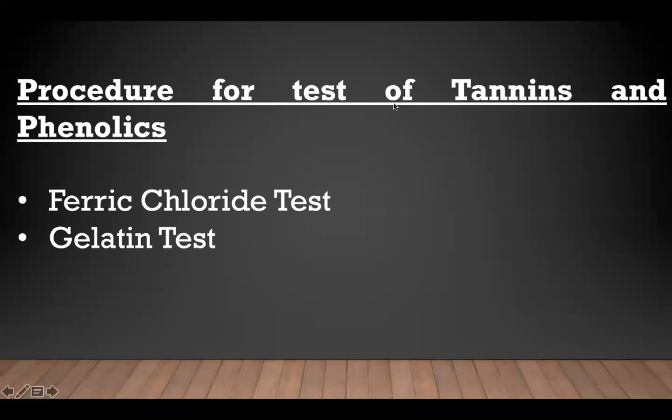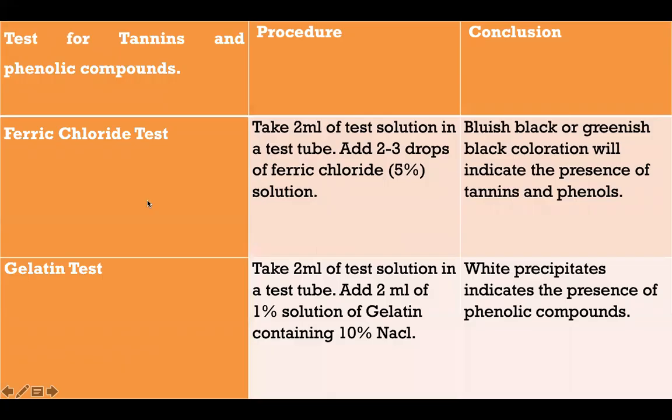Next is the procedure for the test of tannins and phenolics in your plant samples. The tests are the ferric chloride test and the gelatin test. For the ferric chloride test, we will take 2 ml of test solution in a test tube and then add 2 to 3 drops of 5% ferric chloride solution. If bluish black or greenish black coloration is formed, then it indicates the presence of tannins and phenolics.